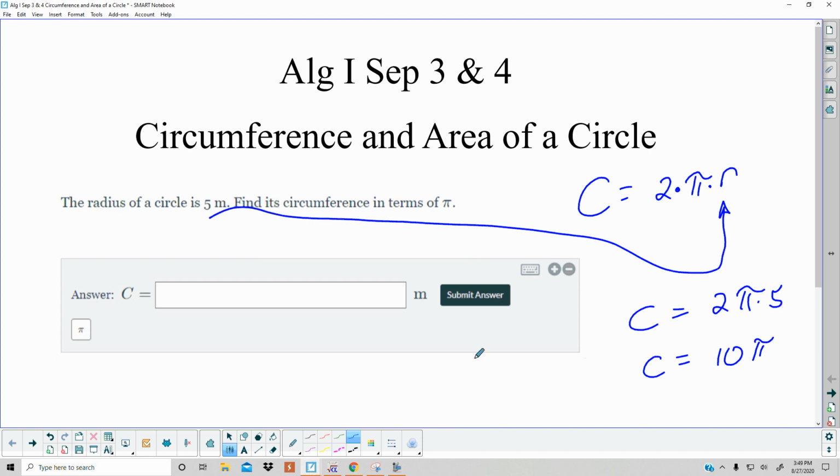This is a screenshot from Delta Math. So what you would type in is 10 and hit the pi button, and the pi will appear, and you hit submit answer. Don't type in pi as 3.14 or use the pi button on your calculator. Leave it as is. Okay?